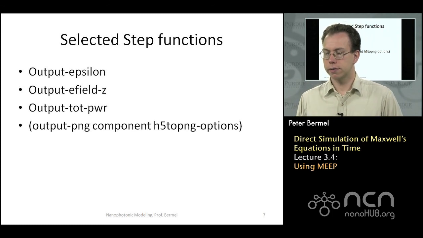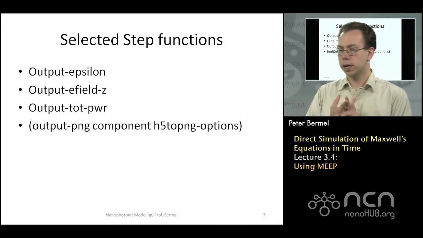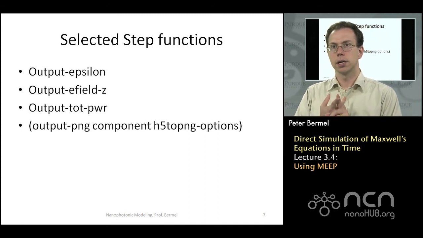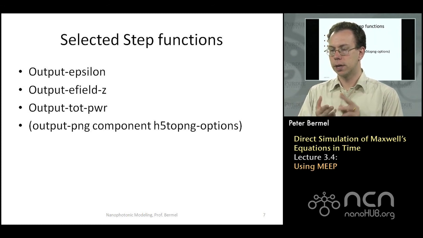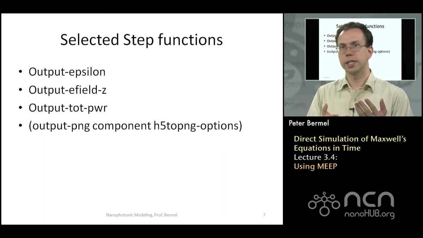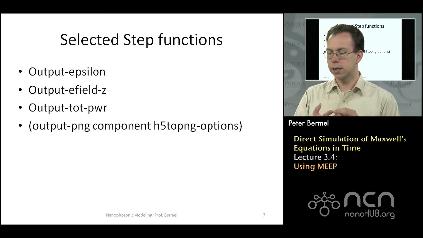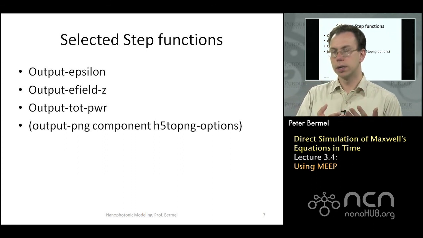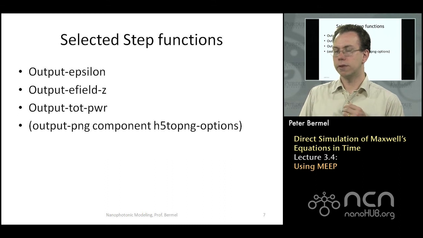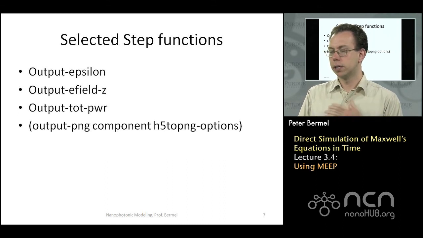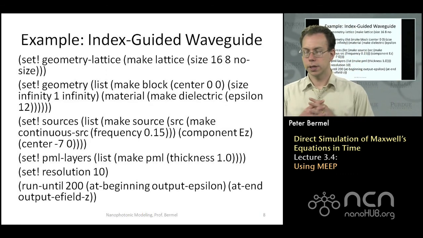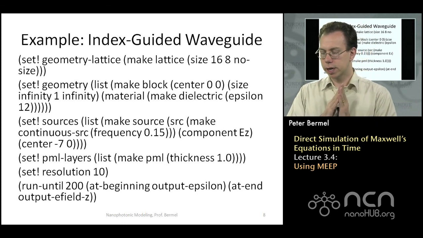The step functions include the following. So there's one in which you would output the epsilon of the structure that you just created. So this is a very good way to check that your geometry is created properly. There's one in which you would output various field components like E field Z or B field X and so on. And then you can also output the total power, and you can even generate a PNG file or image file directly from the raw data within MEEP, which is a very nice feature.